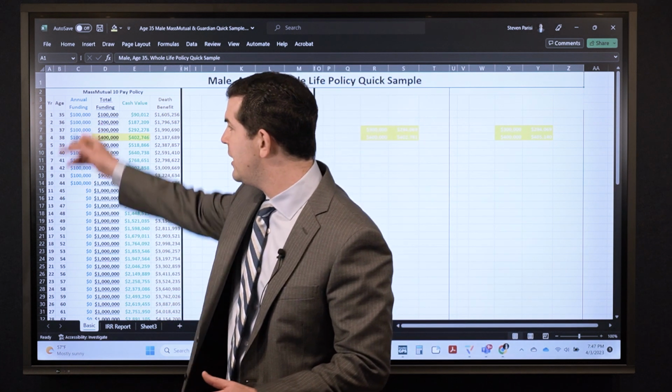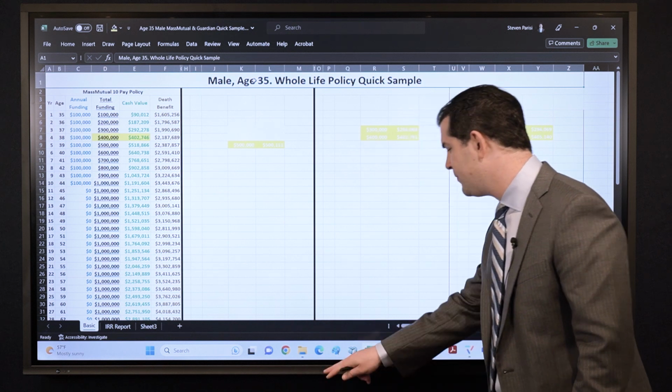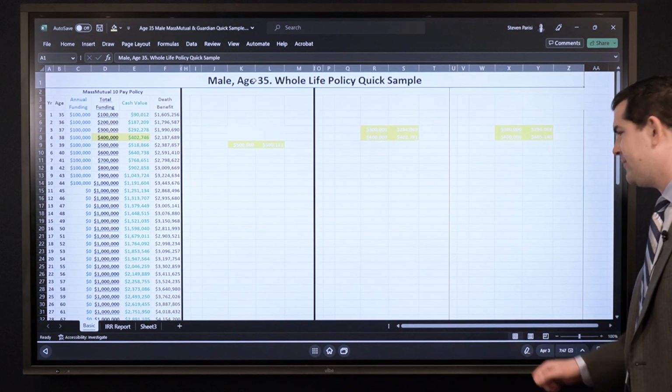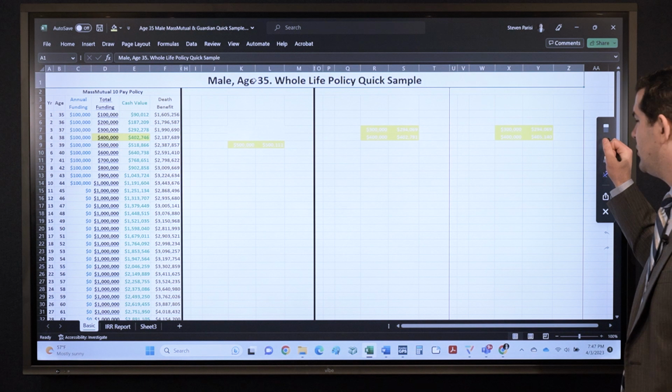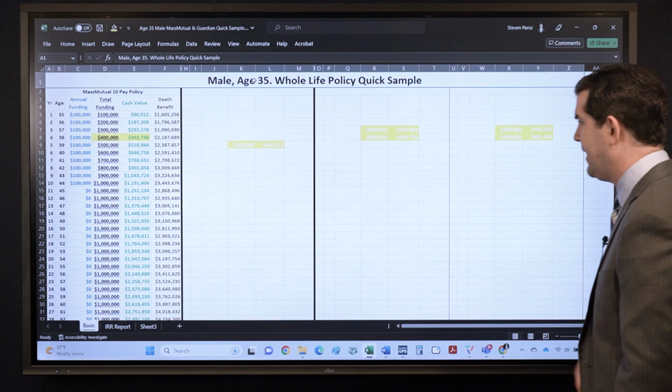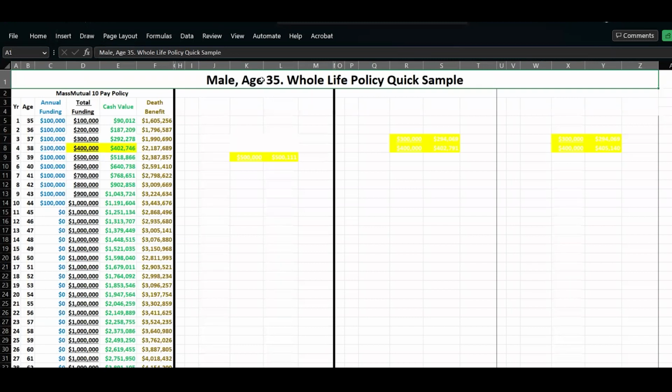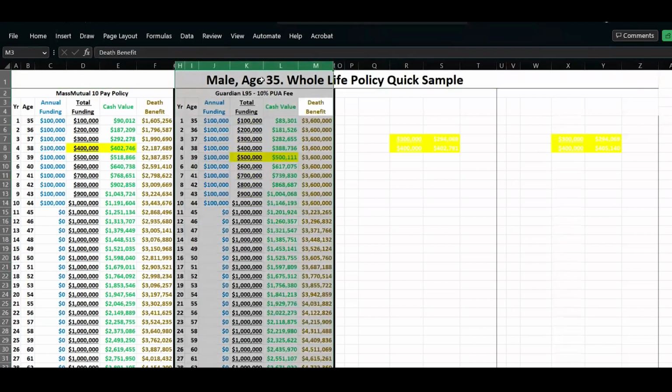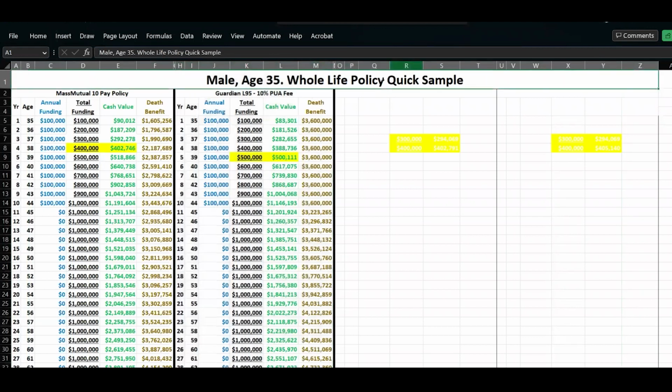My point is, when looking at larger dollar amounts, usually what we see is people do like to see at least 2 options, sometimes 3, just to know what's available, so I don't pick an option and then find out after the fact, man, Steve didn't show me option B. I've also learned not to show 18,000 options, as I sometimes have a problem with that. So here we've got Guardian's L95 policy with their 10% PUA fee. The 10% PUA fee is designed for stronger long-term cash value performance based on the non-guarantees, not the guarantees.